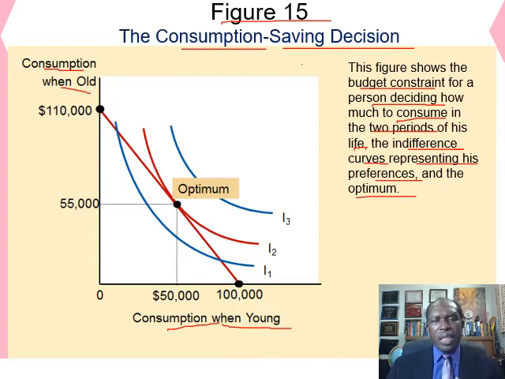We can see that when the person consumes all the money when young, they will be spending $100,000. When they consume all the money when old, they will be spending $110,000. You have three different indifference curves: I1, I2, and I3, and the optimum will be right here, where the person will consume $50,000 when young and $55,000 when old.